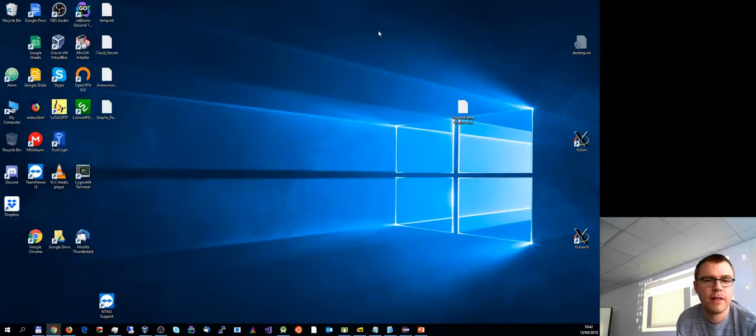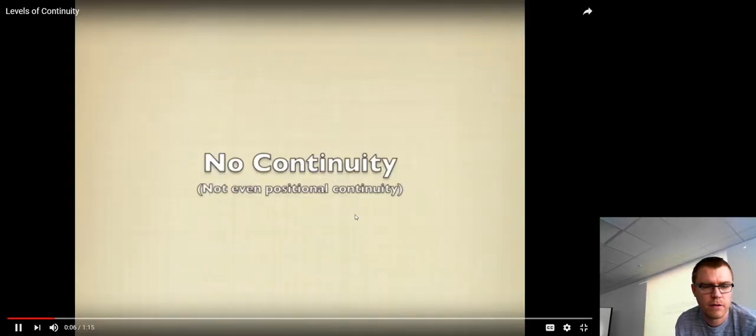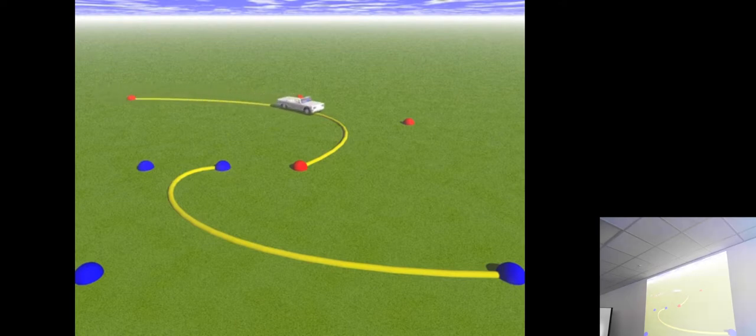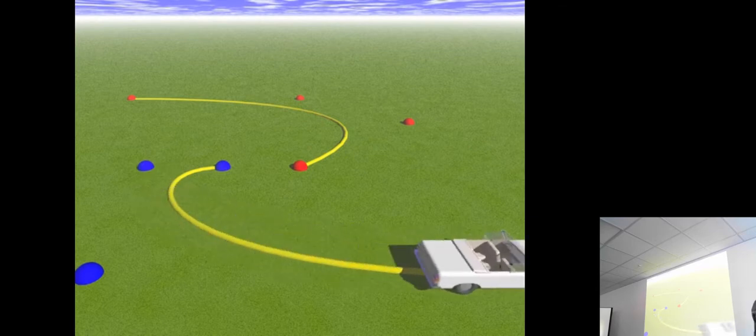It's just the levels of continuity. Creates 3 different levels of continuity. The first one is no continuity, not even continuity of position. You can see that the yellow path is broken in the middle, so that when the car traverses it, at this point in the middle here, it seems to suddenly teleport. In fact, it does. So it's no continuity, right? The first one.